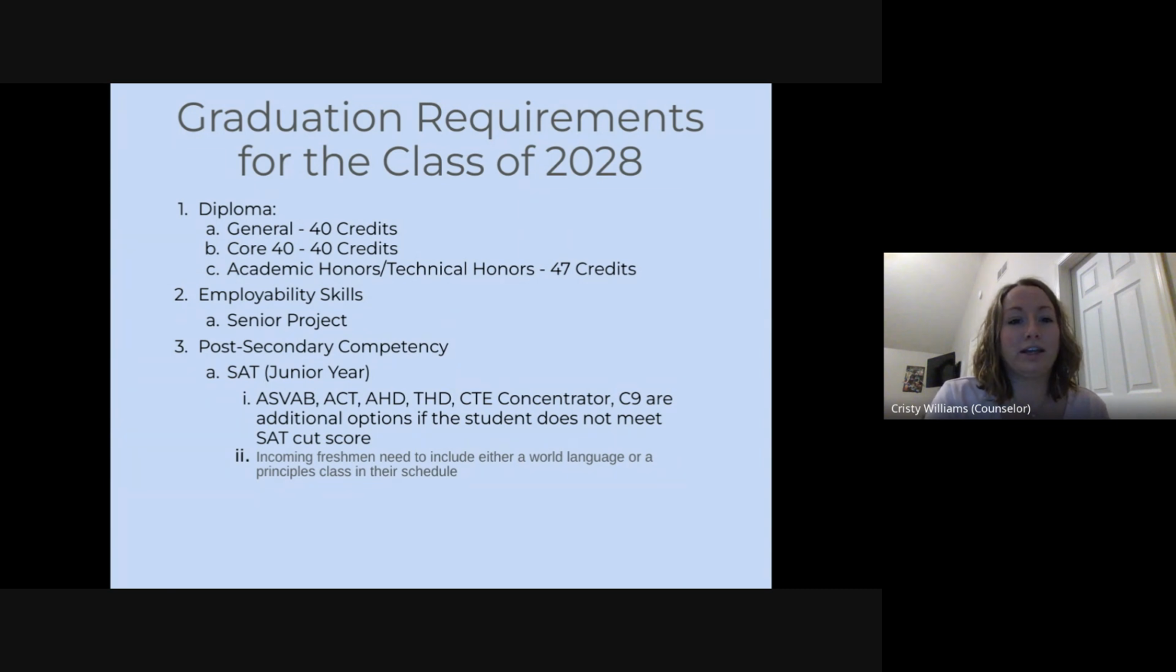A way to get a jump start on this requirement is either taking a world language or taking a principles class in their schedule. When we get to the list of freshman elective classes, you'll understand what I mean by principles class because that word will be in the title of those courses. But that would be a helpful way to help them get a jump start on meeting this box 3 requirement.